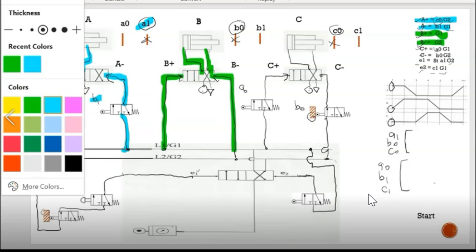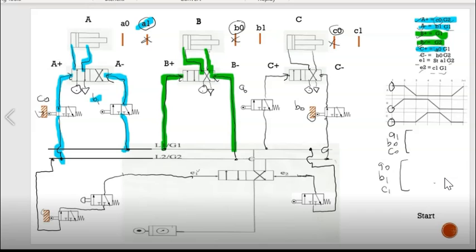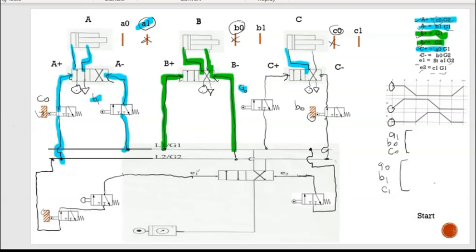And we're going to check for C plus. C plus going to A0 G1. So A0 is the normal switch, so it will go to G1. Alright. And for C minus, B0 G2. B0 we know that is a contact, so it's going to go to G2.